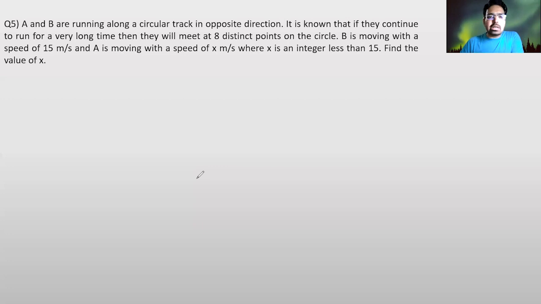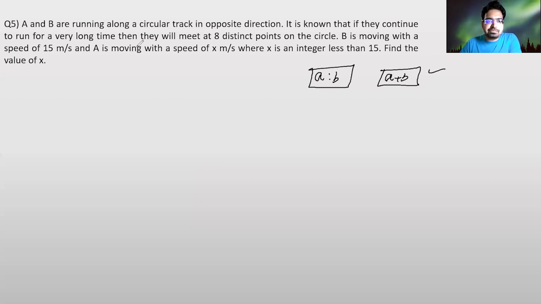Right. Let's have a look at this question. It says that A and B are running along a circular track in the opposite direction. So if A is to B is the ratio of their speeds in the simplest form, then the number of distinct points that they will be meeting on will be A plus B. We have discussed this at the beginning of the session. How many distinct points are they meeting on? So A plus B must be equal to 8.